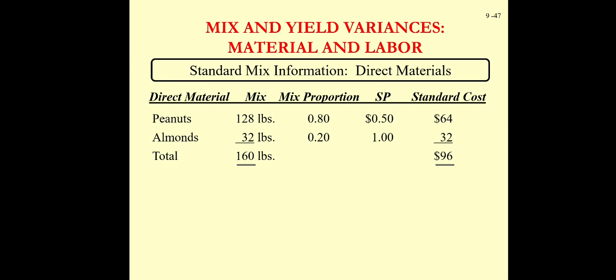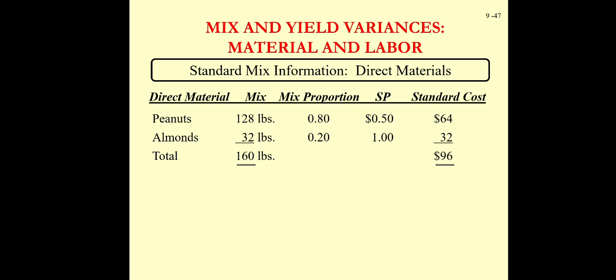Mix and yield variances for material and labor. Okay, the mix and yield variances are related to calculation of variances when there is more than one direct material used to produce a product. So let's see this example. There are two direct materials here, peanuts and almonds.